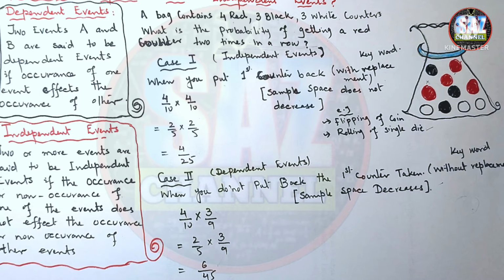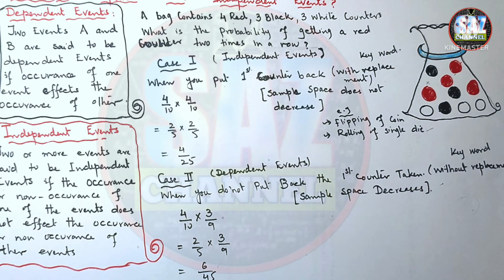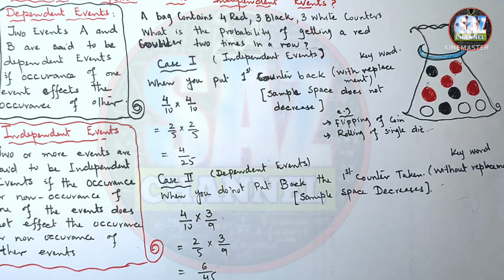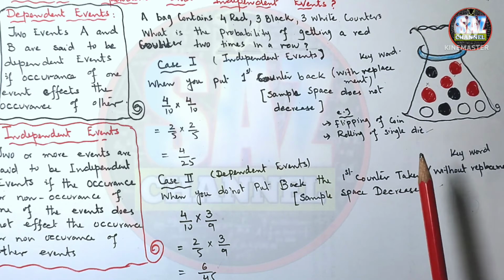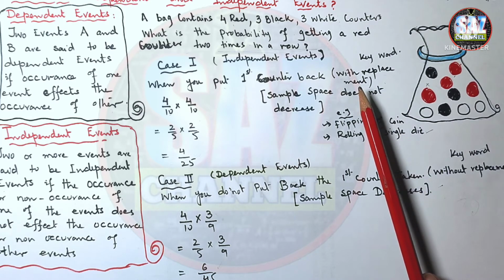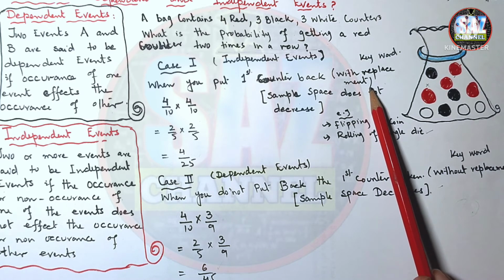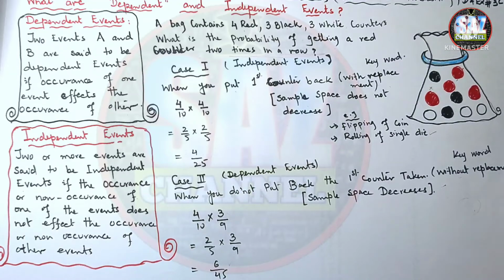I hope you are clear about how to identify dependent and independent events, what will happen to the sample space in case of independent events, what will happen to the sample space in case of dependent events, and what are the keywords that will be helping you in understanding the questions from the exercise and from the paper. The term with replacement will be telling you that this is the case of independent events, and without replacement will be telling us about the dependent events.